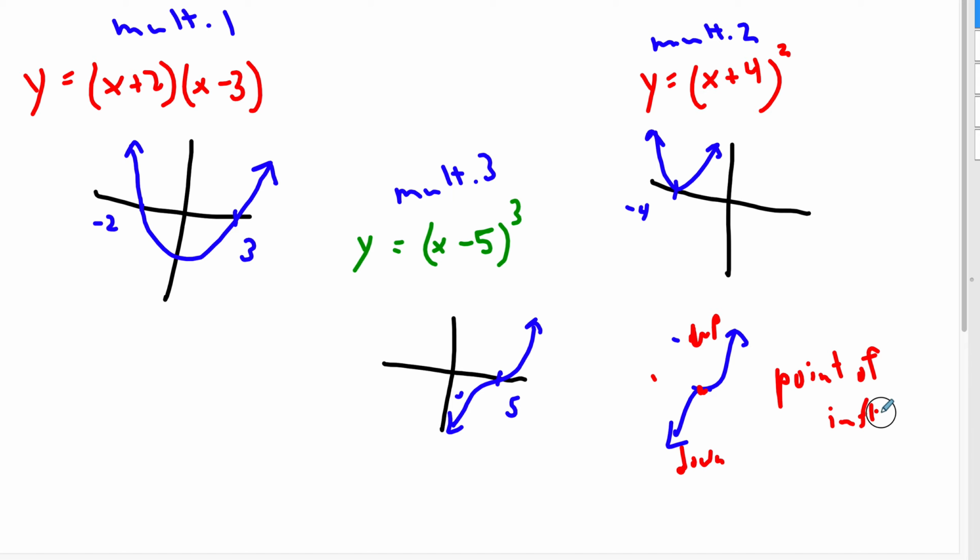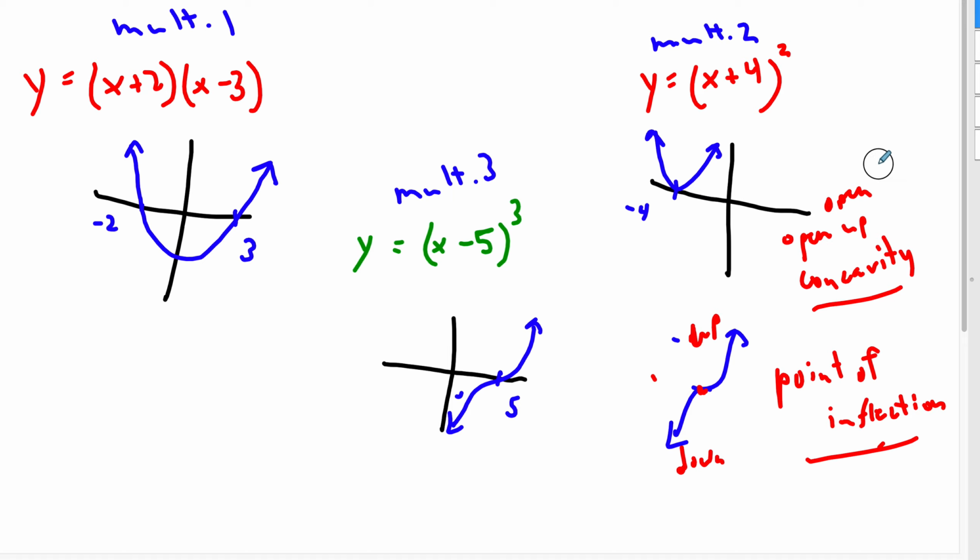where what's called the concavity changes. Concavity is like open up or open down. So we can say something's concave up or concave down, right? And that point right there where it changes is called a point of inflection.